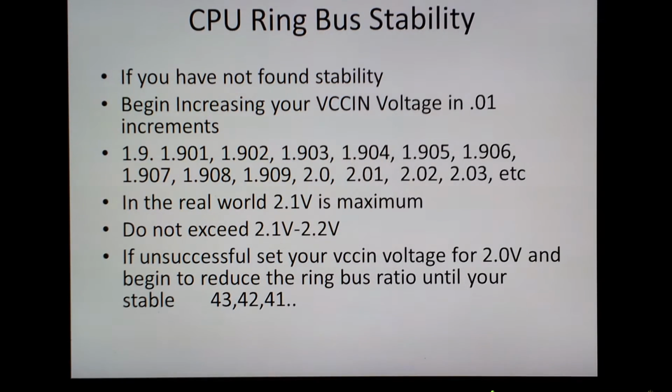Keep in mind the fully integrated voltage regulator on the Haswell CPU will require up to about 2 volts to operate properly. So that's why we're going to input that voltage, even though most default parameters from motherboard manufacturers are about 1.888 volts. Okay, so if you cannot find stability doing what we've talked about, set the processor input voltage to 2 volts and start reducing the CPU ring bus until you find stability.